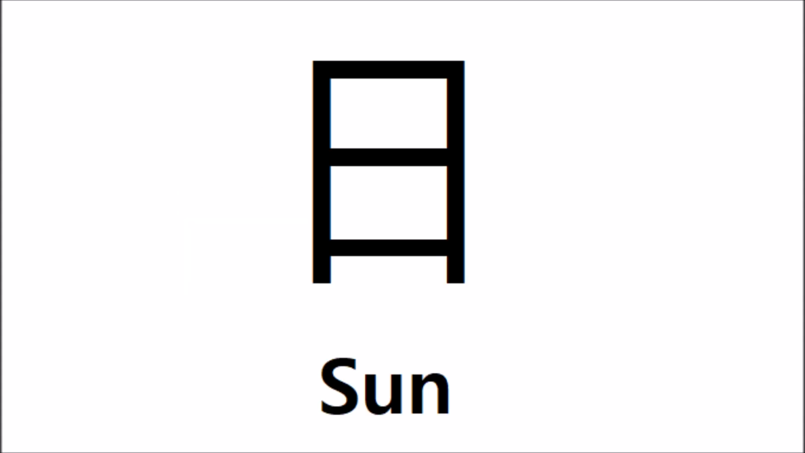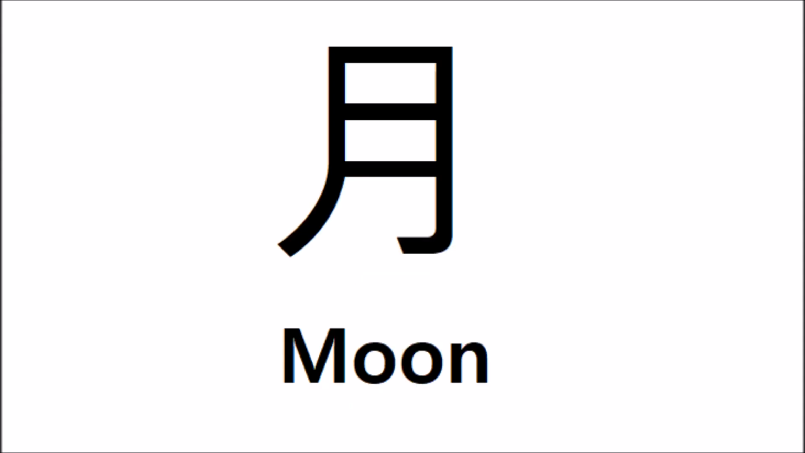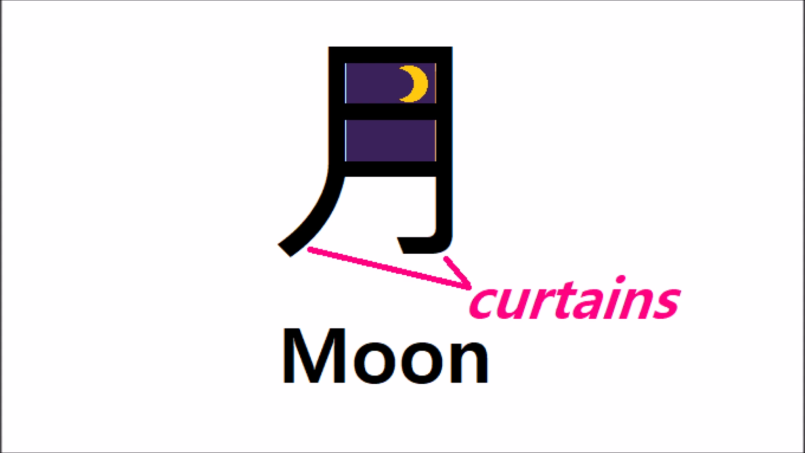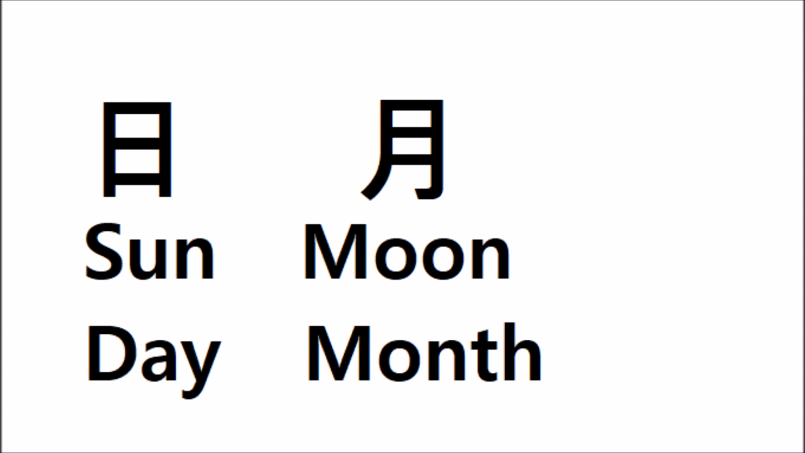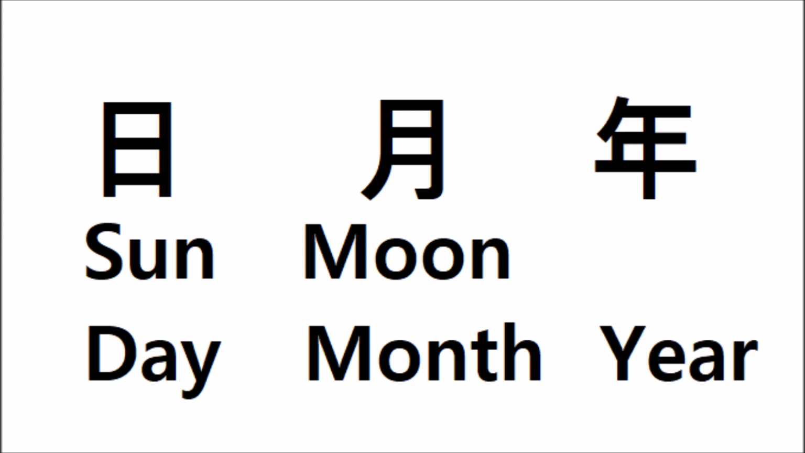Let's move on to something a little different. This is sun. You can imagine that this is the window that you look through to see the sun. And this is the moon. It also looks like a window, but through this window, you see a moon. And unlike the sun window, the moon window has curtains. These characters not only mean sun and moon, but also day and month. And just for completeness, let's add year.